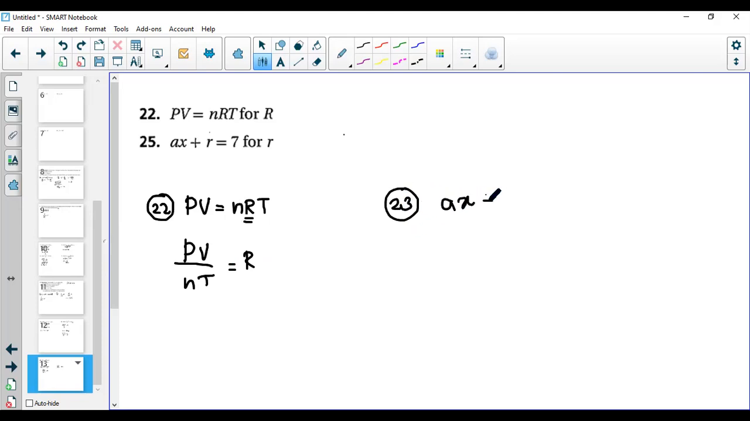Okay, ax plus r equals 7. You have to solve for r. So again, this is a super easy one. r is alone. We only need to move a and x. So this is plus a and x. What happens when it moves to the other side? It becomes 7 minus ax. So hopefully you have understood this lesson. That's all the lesson for this video.